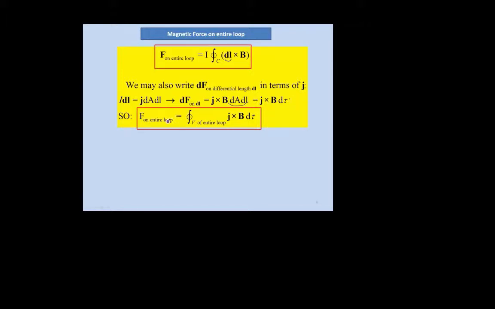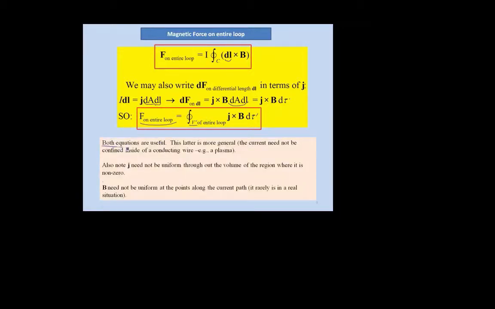So now, what are we going to integrate? We're going to integrate over the volume of the entire loop. So here you would have J cross B dτ', and we can put a V' if you wish. The volume of the entire loop, that would be equal to the same force on the entire loop. So all we've done is use the fact that I and J are related, and there's a volume element involved that we can use to get us a volume integral.